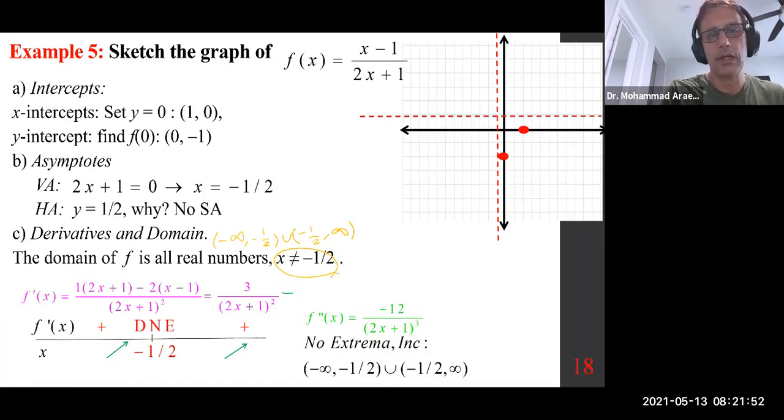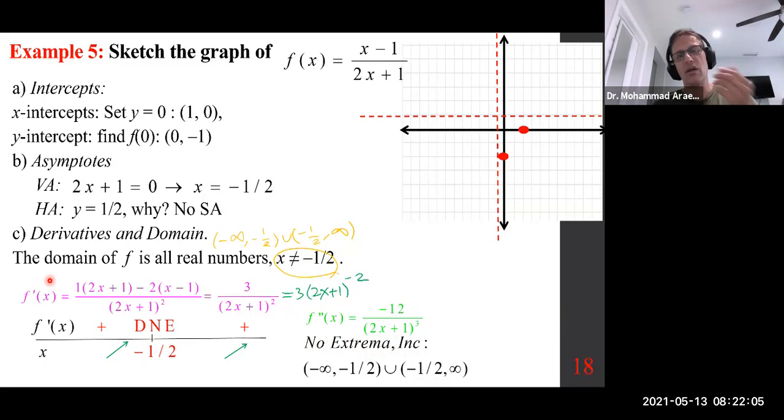You can write this as 3 times (2x plus 1) to the power of negative 2. Anytime the numerator is just a number, you really don't have to do the quotient rule. This is the fastest way. So 3 times negative 2, (2x plus 1) to the power of negative 3 times 2, and it becomes negative 12 over (2x plus 1) cubed.